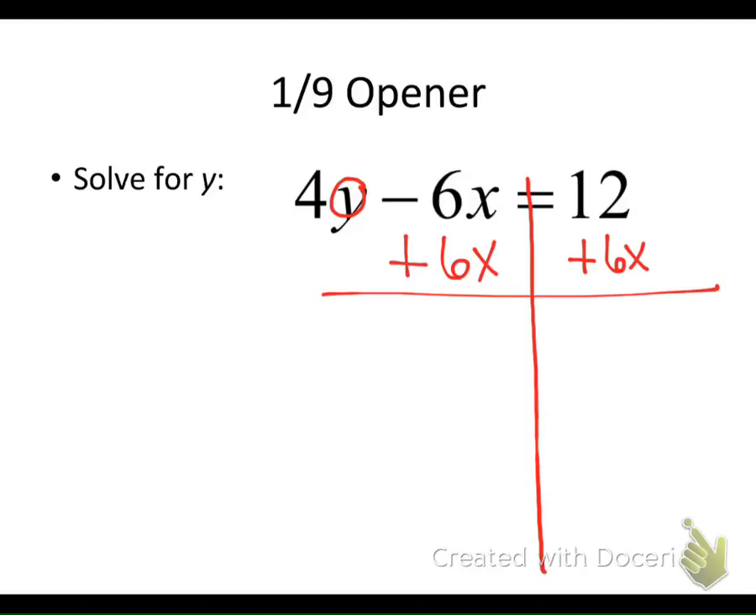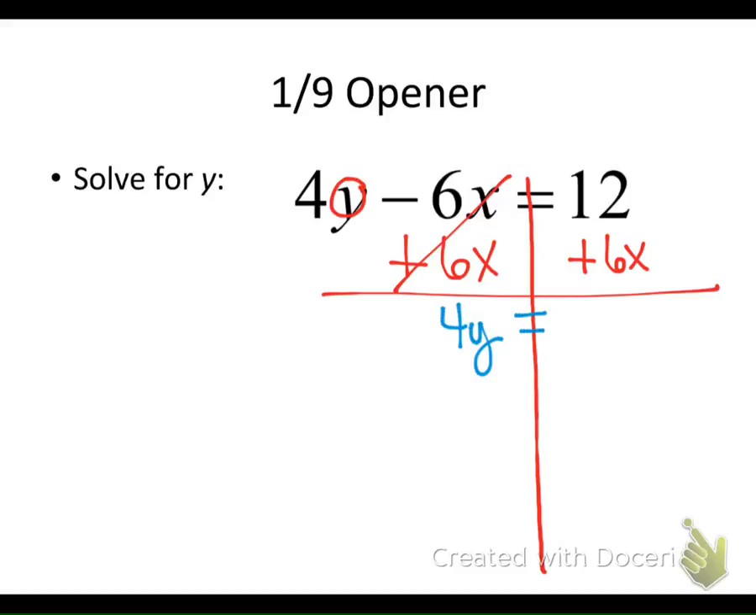So on my left side, my 6's cancel. I bring down my 4y. Then on my right side, when I add and subtract, I can only do so if they are like terms. Are there like terms here? No. So I bring down my what first?